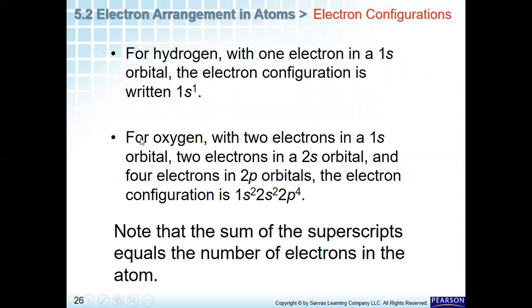For oxygen with 2 electrons in a 1s orbital and 2 electrons in 2s orbital and 4 electrons in 2p orbitals, the electron configuration will be shorthanded simply as 1s2, 2s2, and 2p4. Note that the sum of the superscripts will be equal to the number of electrons in the atom here. So the number of electrons in the oxygen will be 2 plus 2 plus 4, it will be 8 electrons.